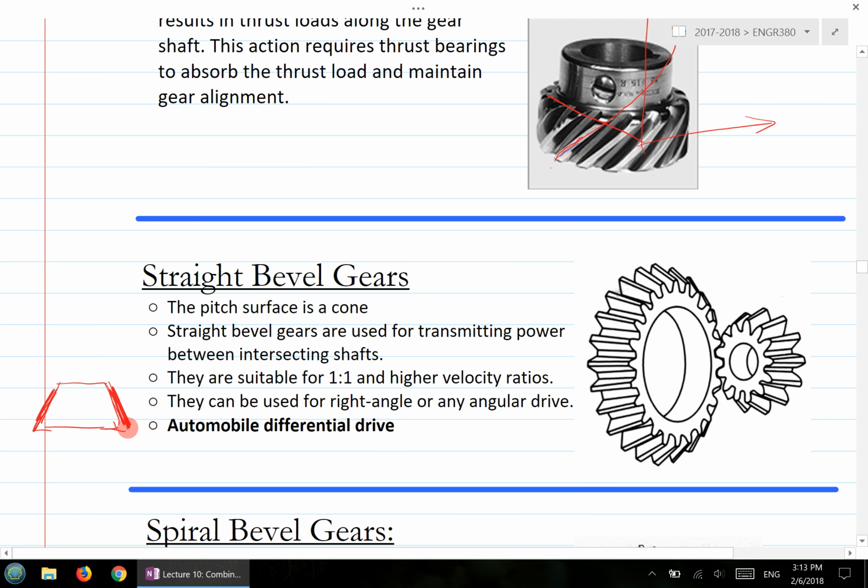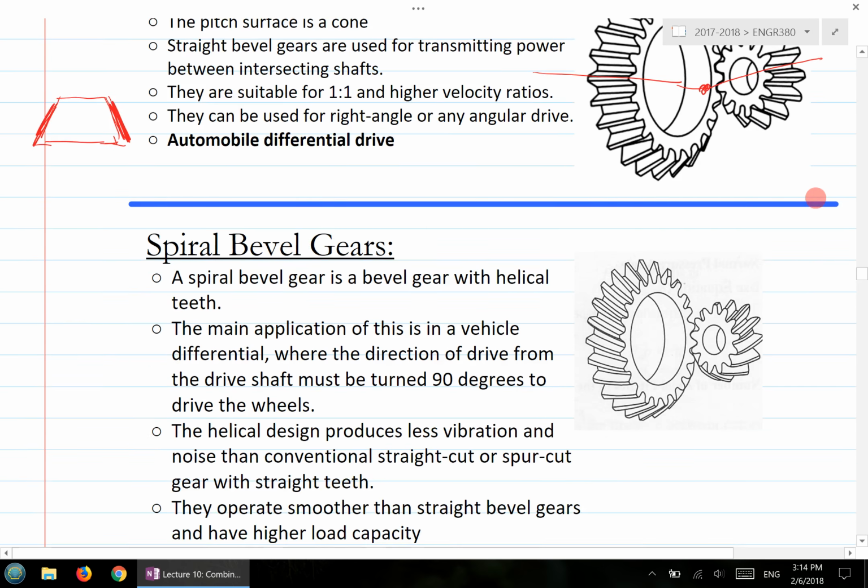They're used for transmitting power between intersecting shafts. So you have a shaft here and a shaft here, and these two will intersect at a certain point. The two shafts are often 90 degrees from each other, but they could actually be at any angle. So that's the bevel gear. This is the most common gear you see in an automobile differential drive. But nowadays, the differential drive often uses the so-called spiral bevel gear.